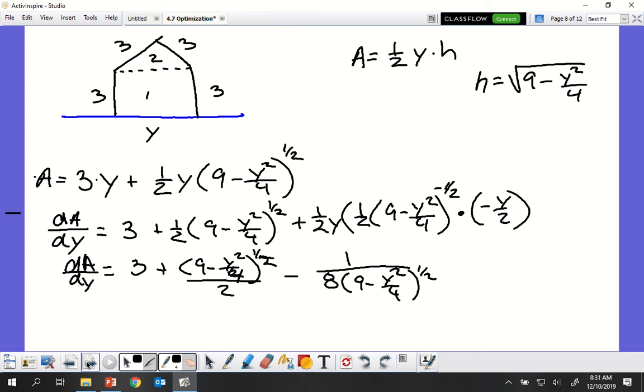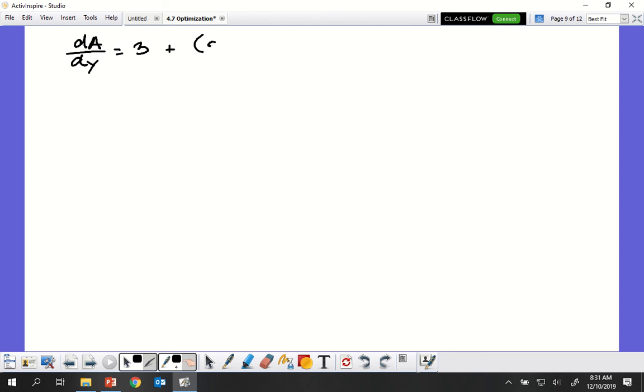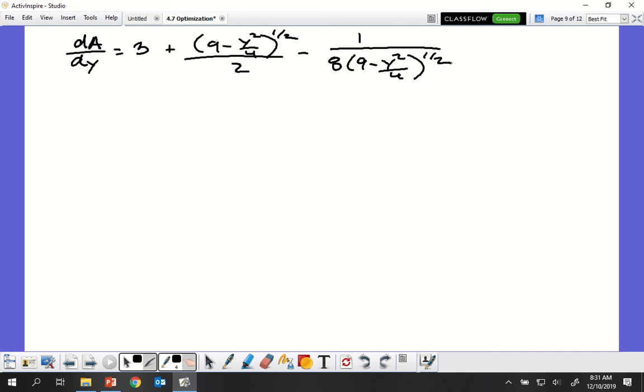So we said dA/dy is 3 plus 9, no, it was over 2. That's what it was. All right, so 9 minus y squared over 4 to the 1/2 over 2 minus 1 over 8, 9 minus y squared over 4 to the 1/2.